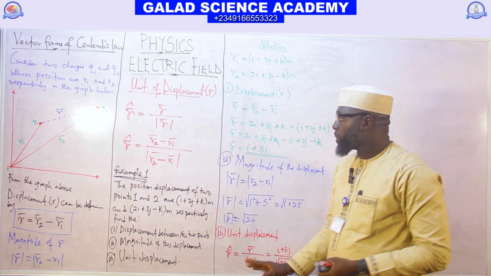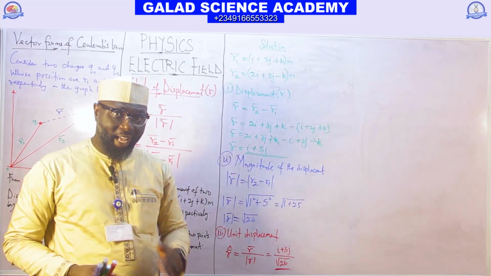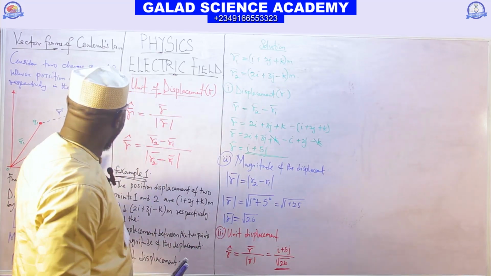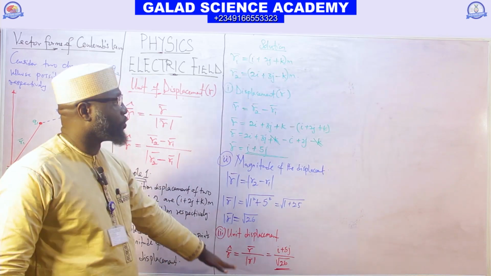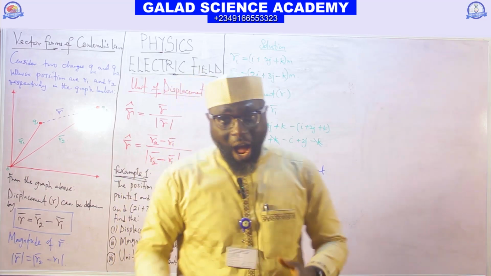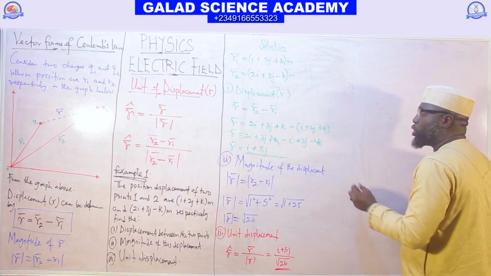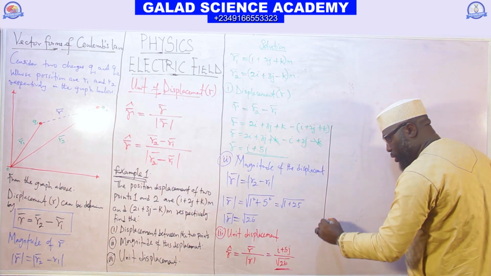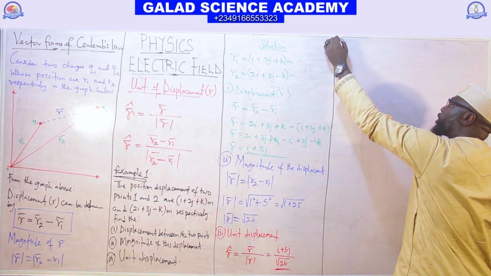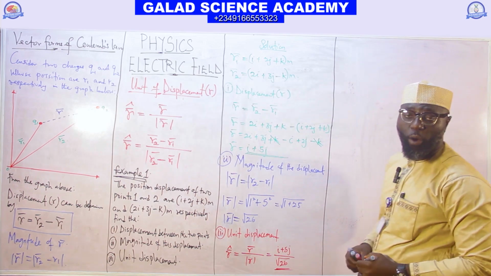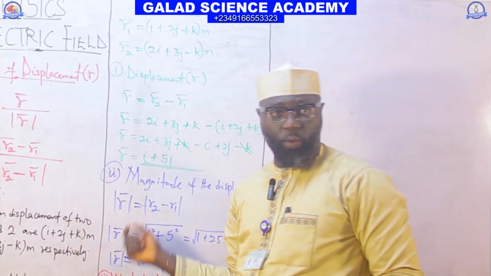So what I want you to understand here is how we can determine displacement, magnitude of displacement, and unit of displacement, before I will now try to write out the vector form of Coulomb's law. Because this displacement is one of the components of the vector form of Coulomb's law.